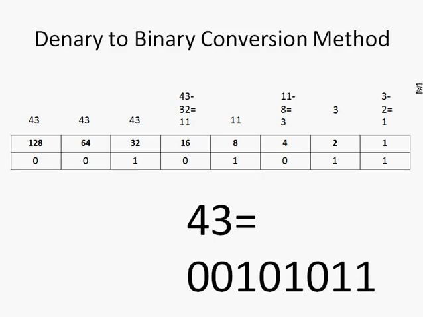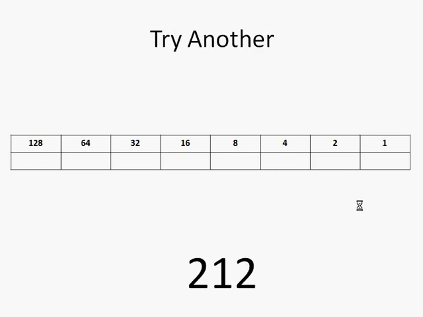43 equals 0, 0, 1, 0, 1, 0, 1, 1. That's the values that are in the bottom row of our table. Now we might want to rewrite that without the leading zeros, because 1, 0, 1, 0, 1, 1 is the same as that answer. So that's how to work out from denary to binary. You might want to try another one.